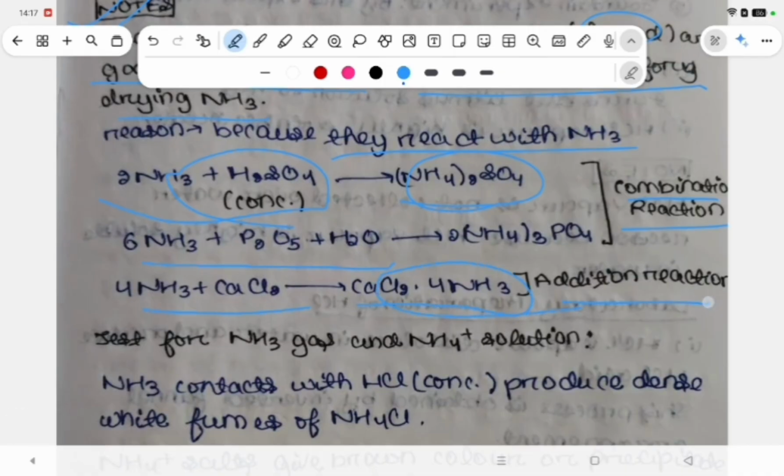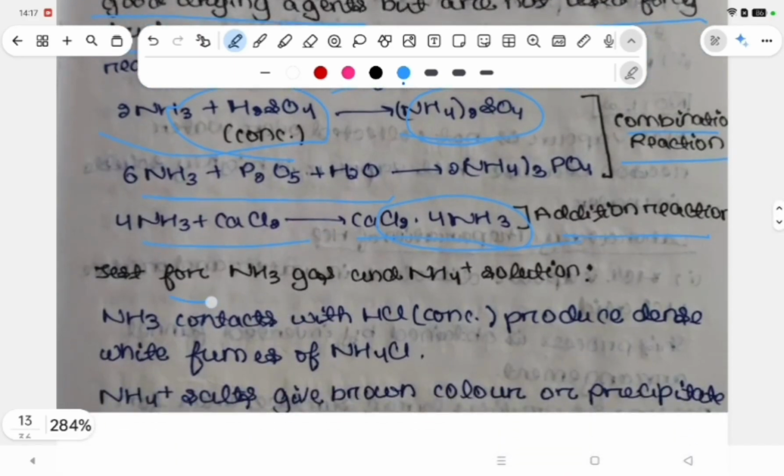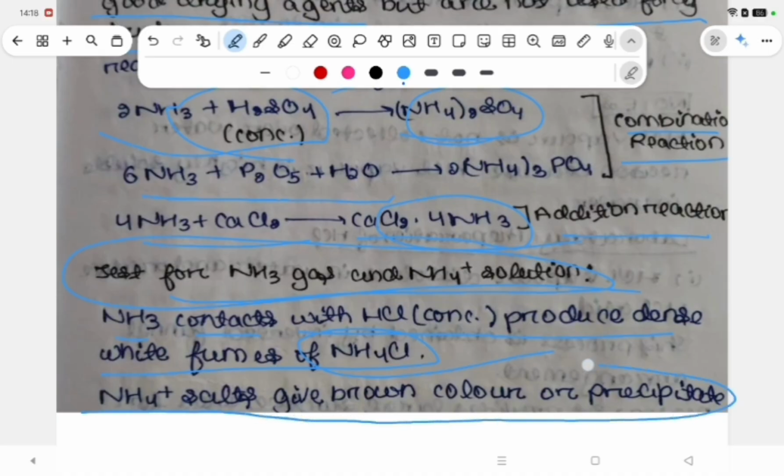This is an addition reaction. Test for ammonia gas and NH4+ solution: ammonia on contact with concentrated HCl produces dense white fumes of ammonium chloride. Ammonium salts give a brown colored precipitate.